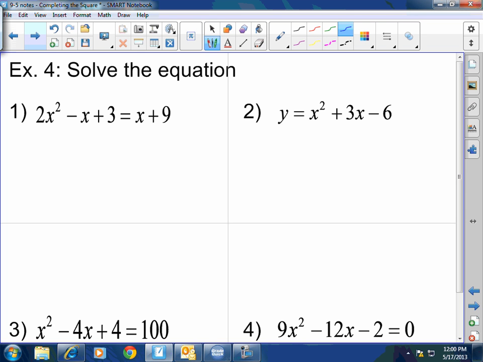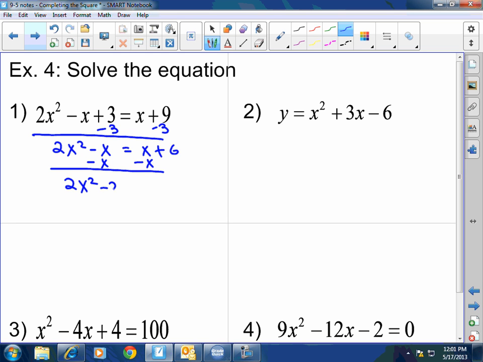Let's do this. Solve each equation. Okay, guys. First thing we got to do is we're going to have to see if we can subtract the 3 first. Good man. And I got 2x squared minus x equals x plus 6. Subtract x to both sides. And I've got 2x squared minus 2x equals 6. What else do I have to do right now? Divide by 2, Mr. Moore. Yes, good job, right, because there's a coefficient in front of x squared. So you divide by that coefficient. So I have x squared minus 2x equals 3.